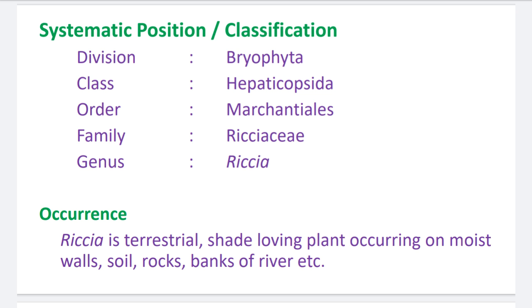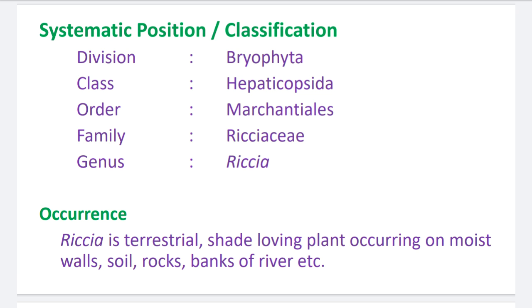Then occurrence. Occurrence is also called habitat: where it occurs, where it can be observed. Riccia is terrestrial, which means it can grow on the soil or any substratum present on the soil. Riccia is a terrestrial, shade loving plant. As you know, all bryophytes are shade loving plants, so Riccia also prefers shady conditions for its growth.